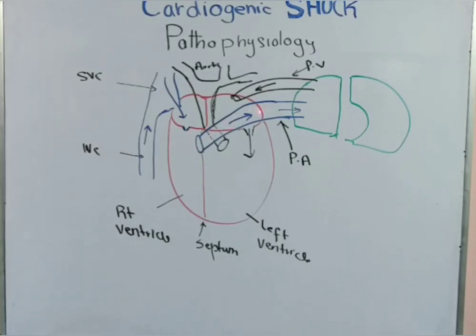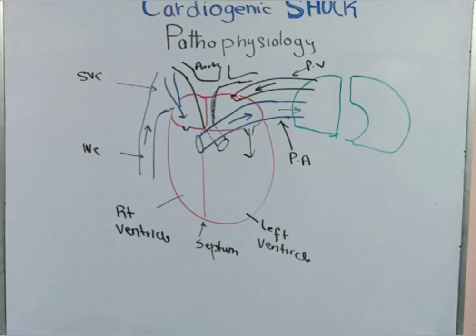From here, through the pulmonary artery, this blood is brought towards the lungs, where it's oxygenated, and goes back towards the left atrium through the pulmonary vein. From the left atrium, it enters into the left ventricle through the mitral valve, and the left ventricle contracts. Now, this is the interventricular septum. The left ventricle contracts, and it throws the blood through this aorta to the rest of the body.